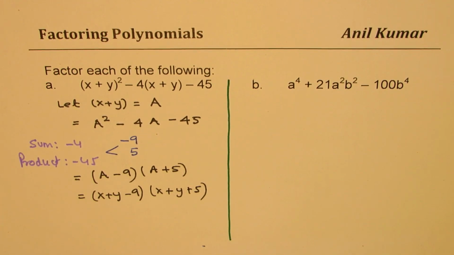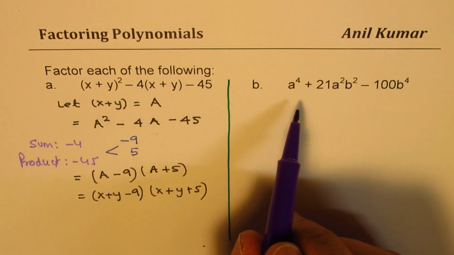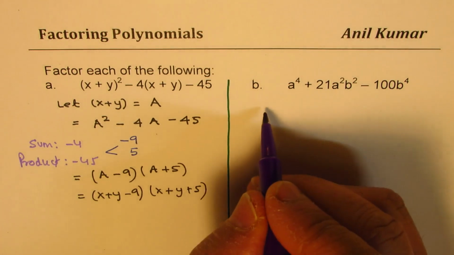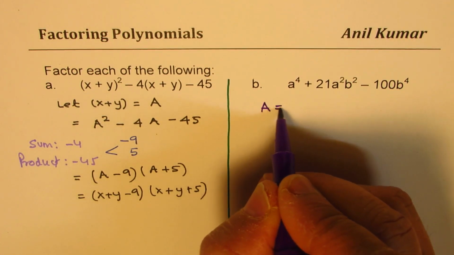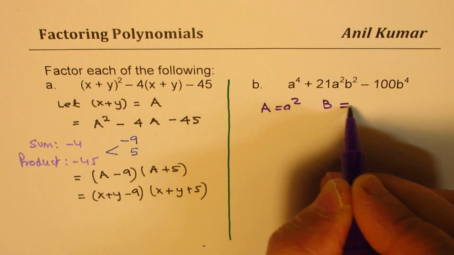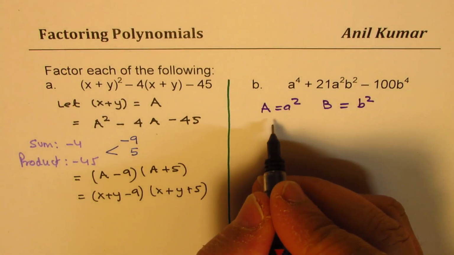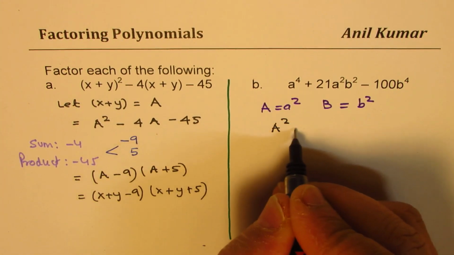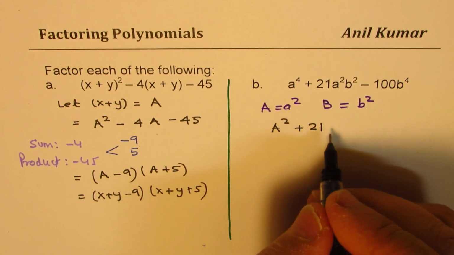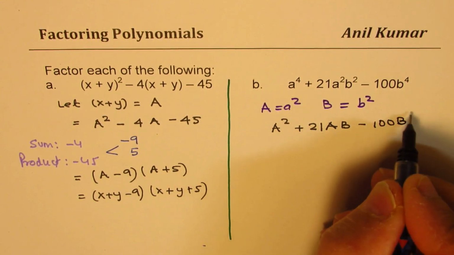Well, if you want, here also you could do a substitution, right? Since the question has come, I'm sure there is some difficulty. So I will write capital A as equal to a² and capital B as equal to b². Then I could rewrite this question as A² + 21AB − 100B², correct?